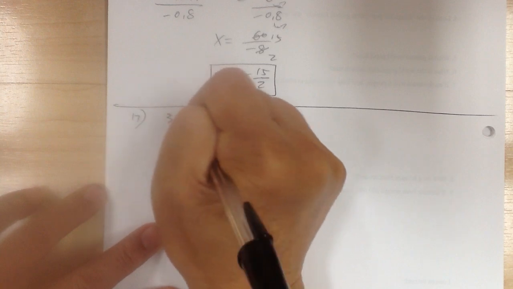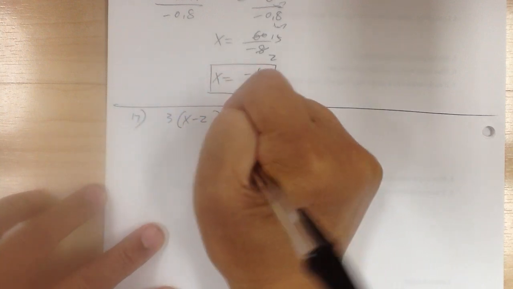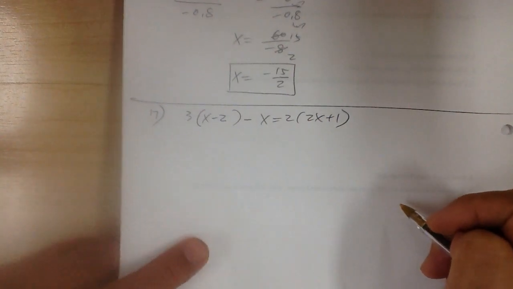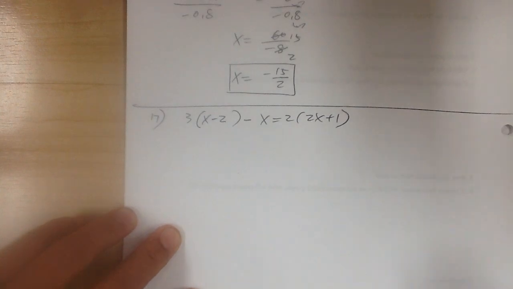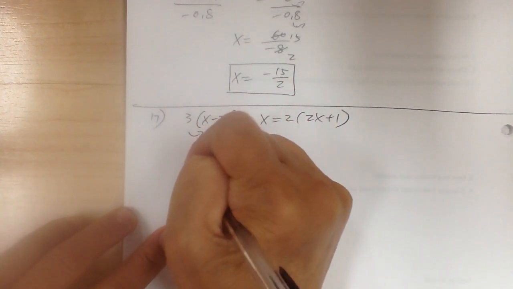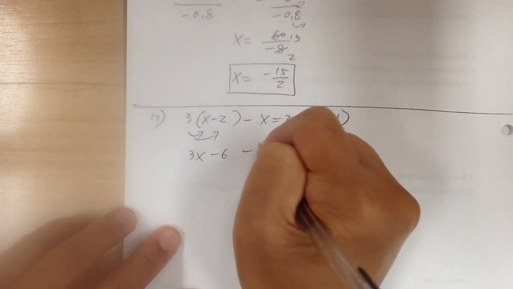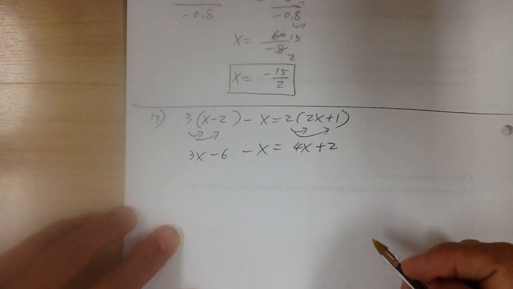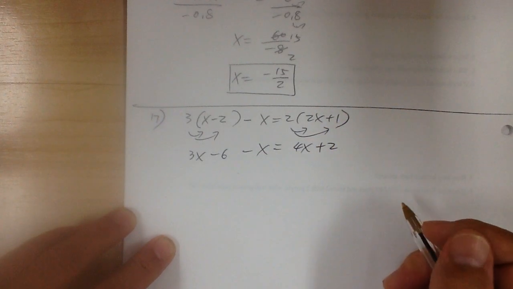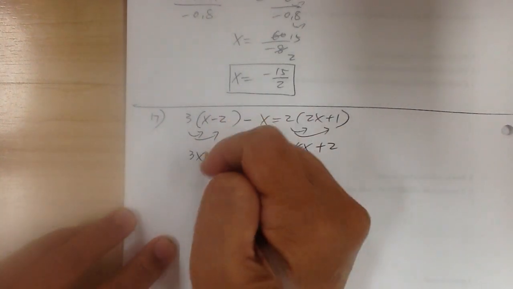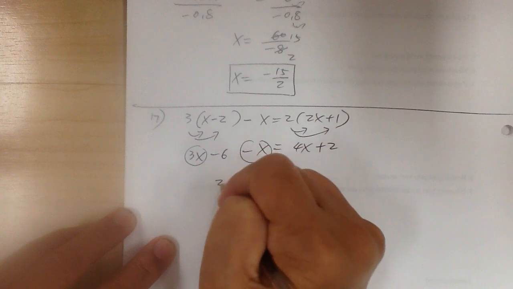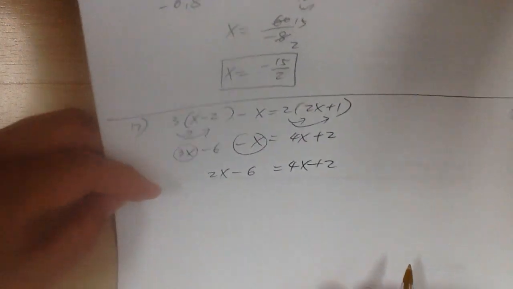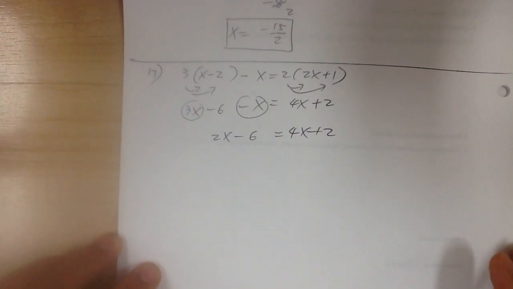We have 3 times (x minus 2) minus x equal to 2 times (2x plus 1). So first, let's undo the grouping symbol. Let's multiply everything out. So multiply, you get 3x. Multiply, you get minus 6. And line things up. Multiply, you get 4x. Multiply, you get plus 2. Next, there are too many variables. Let's simplify things a little bit. I'm going to combine these two over here. So I get 2x minus 6 equal to 4x plus 2. So I combine the like terms. Because if it gets too messy, you want to do a little bit at a time.